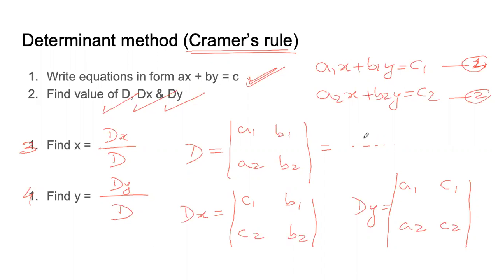Now Dx, when I write Dx, it is the value of Dx. When I write D, it is the value of D. When I write Dy, it is the value of Dy. Let us try this with the same question, same set of equations, and you will tell me what I should be writing.